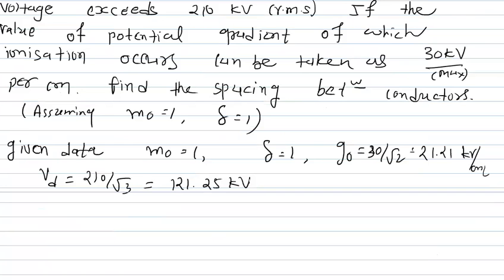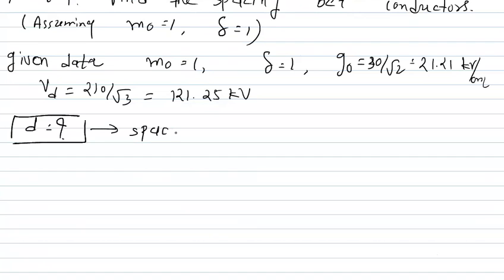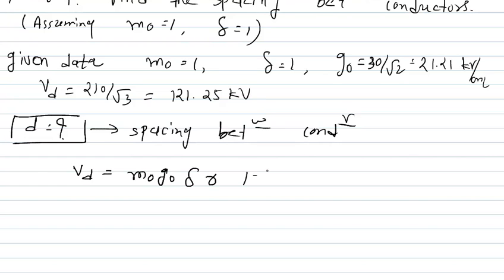Now what we can find, that is the D, the question mark. D is the spacing between conductors. Now what is the equation? The equation is VD equal to M0 G0 delta R log e D by R kilovolt per phase RMS.